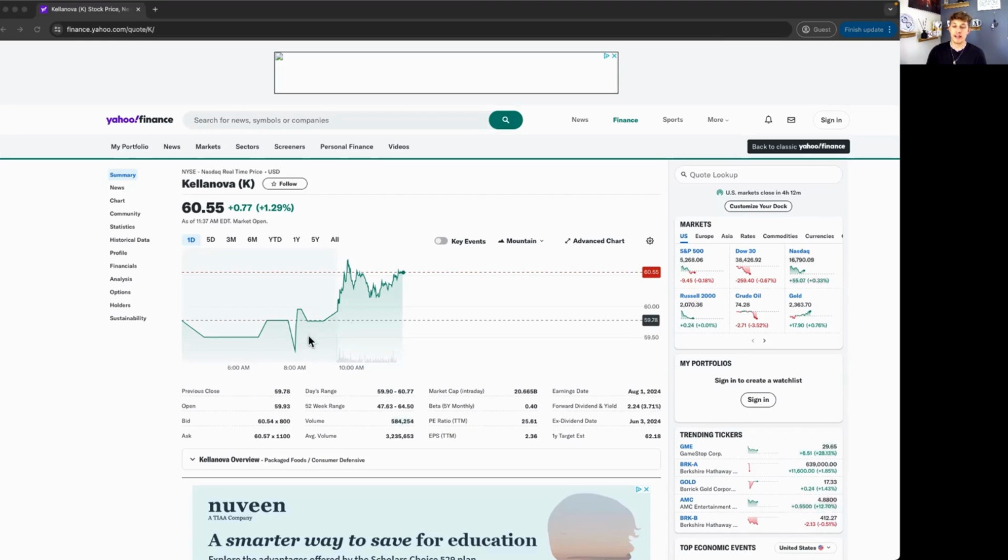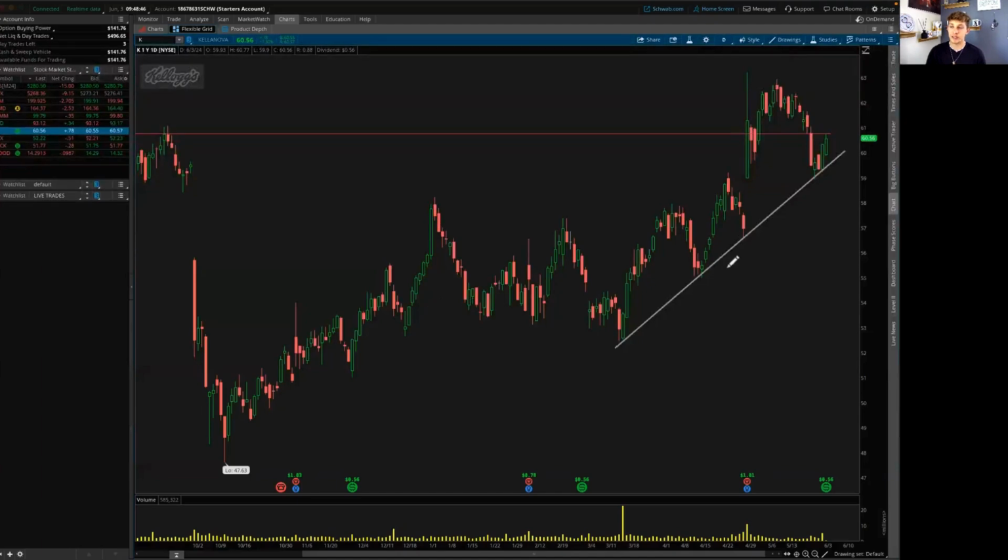So, there's a chart right here, but for one, that's not my favorite type of chart. It shows one day of what's happened with the price. You can kind of understand it, but it's not very useful, not very actionable. Now, if I switch over to my charting software here, this is Think or Swim, and I've got the same stock pulled up. The ticker symbol you can see up here is K. Kellanova, it's Kellogg's cereal. That's pretty cool.